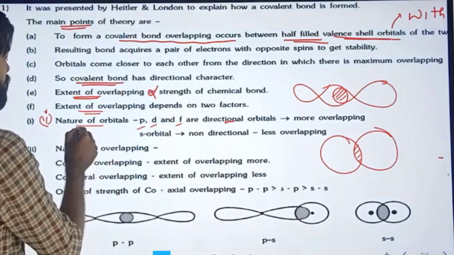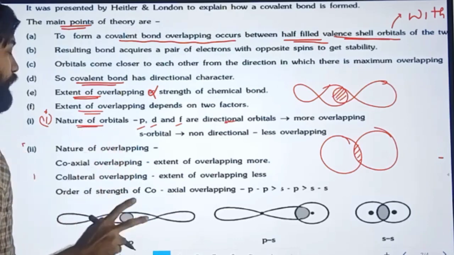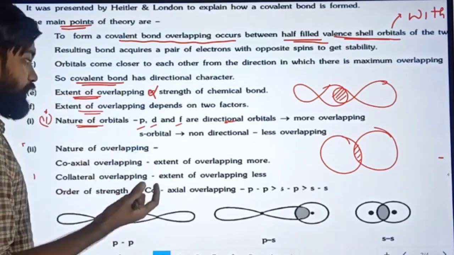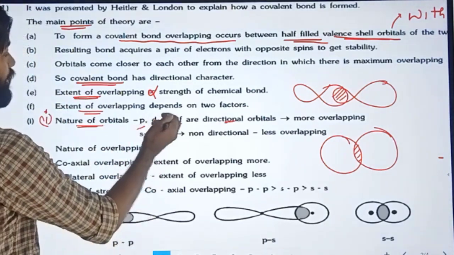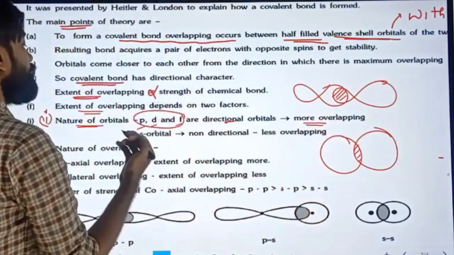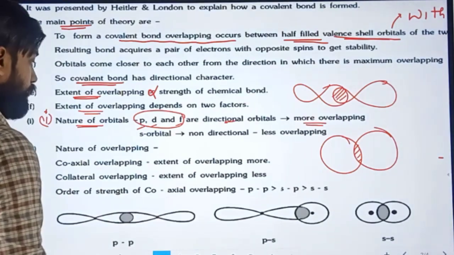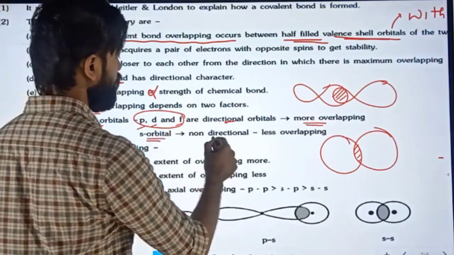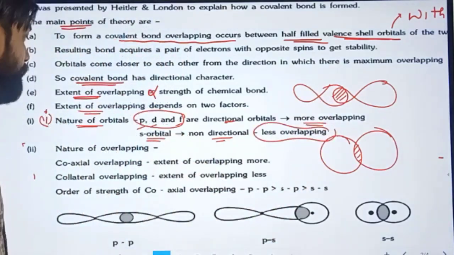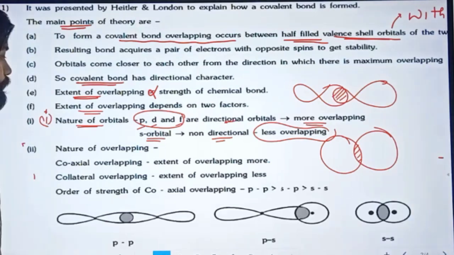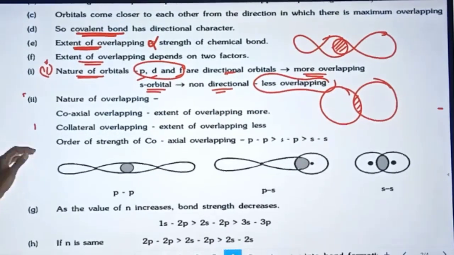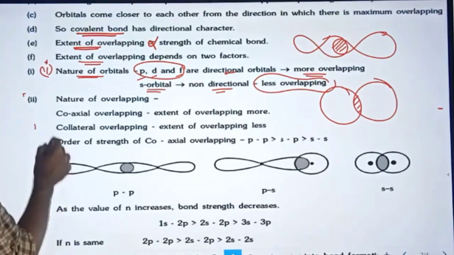Okay, so bond strength or the extent of overlapping depends on two factors. The first one is the nature of the orbital, whether it is a directional or non-directional orbital. Orbitals like p, d, f are directional orbitals, so they can produce a greater extent of overlapping, which means their bonds are relatively stronger. Where s orbital is a non-directional orbital, so they usually produce a lesser extent of overlapping. So this is the first criterion that depends on the orbital overlapping.